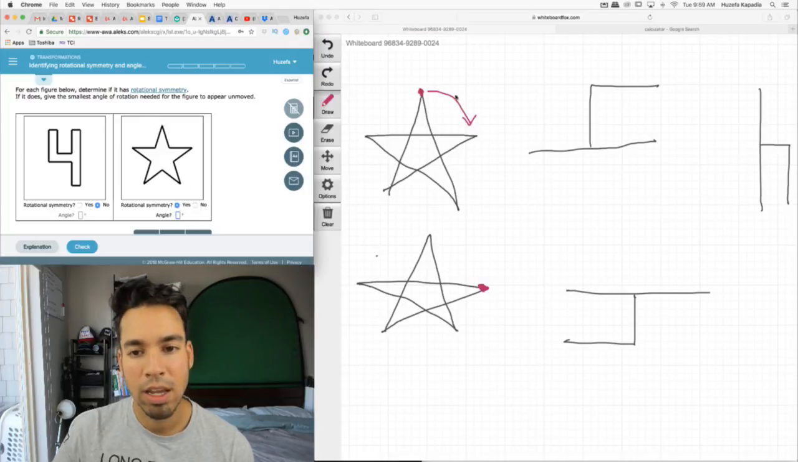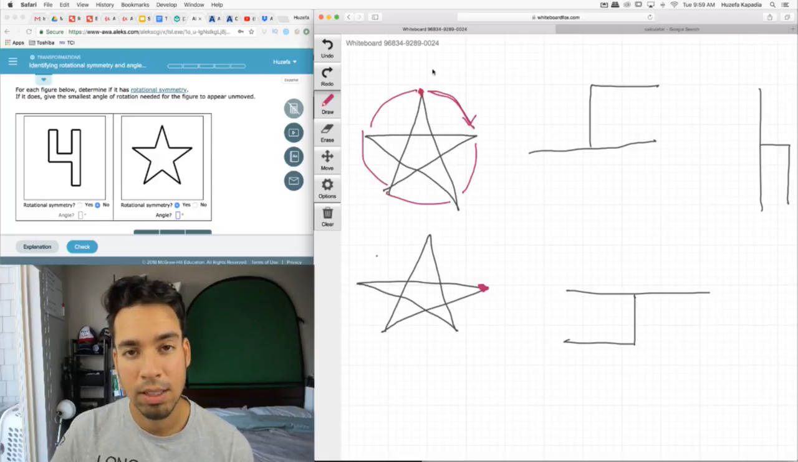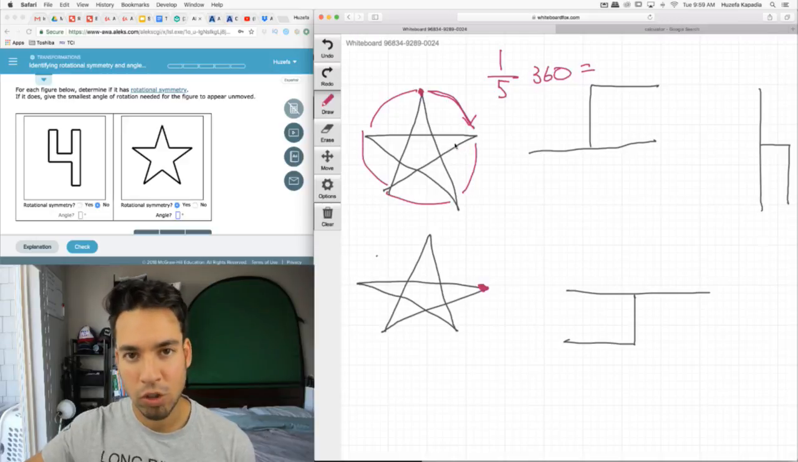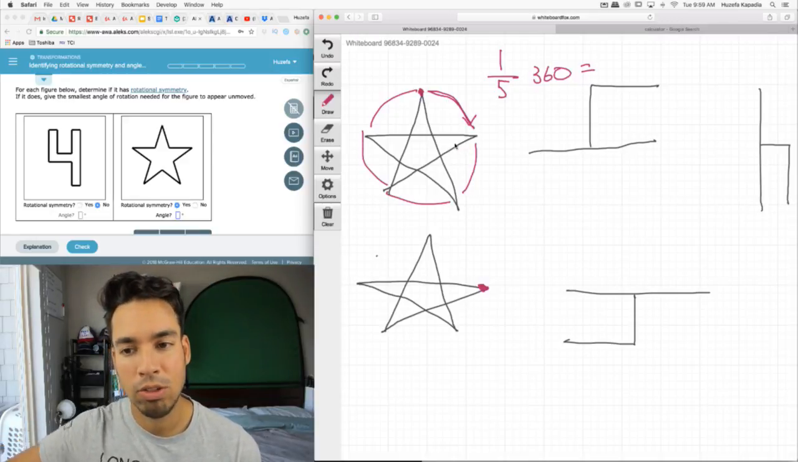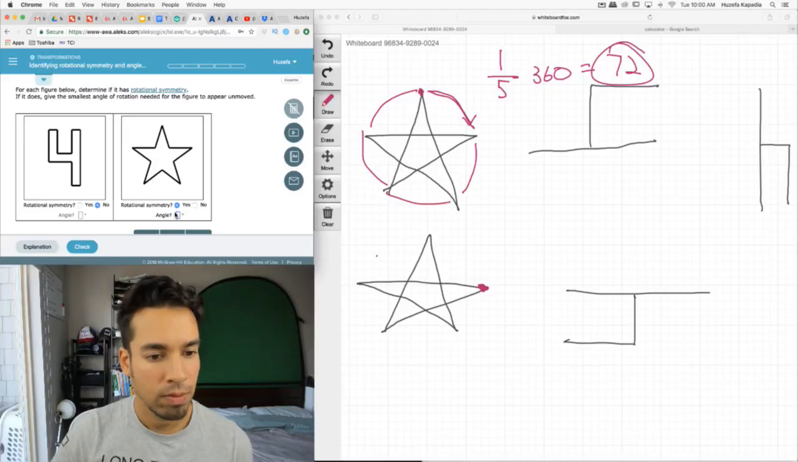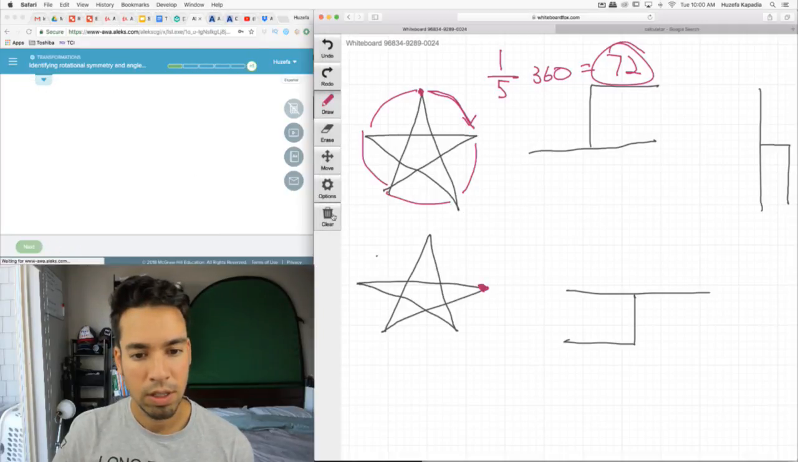Now when we're talking about the angle, what's the angle? Well, think about it. We could rotate it once, twice, three times, four times, five times until we get back to the beginning. So 1/5 of those rotations, meaning 1/5 of 360, is going to give us the rotational symmetry angle, meaning the least amount we have to turn it to get the same object. So 1/5 of 360 is 72. All right, and there we go. Let's move on to the next one.